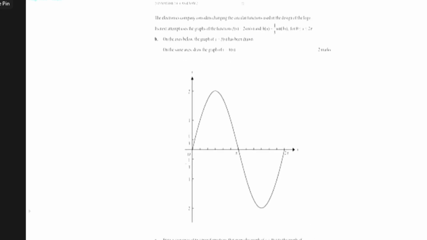Okay, so just simply graphing should look something like this. Just make sure your turning points and x-axis intercepts match with the lines.